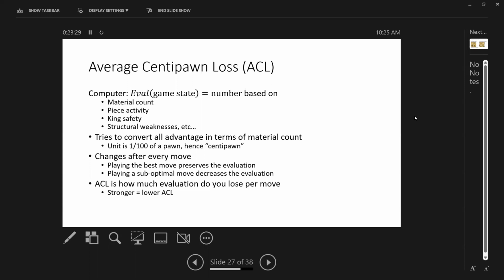And what the average centipoint loss measures is how much you lose, what is your centipoint loss per move on average. This average could be across a single game, across other tournament games, or over all games you've ever played. And a stronger player would correspondingly have a lower average centipoint loss. They give away less advantage per move on average.